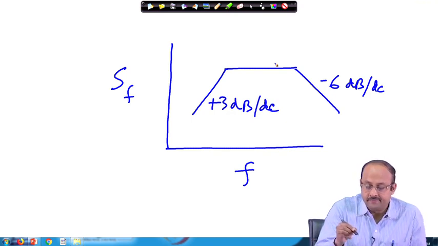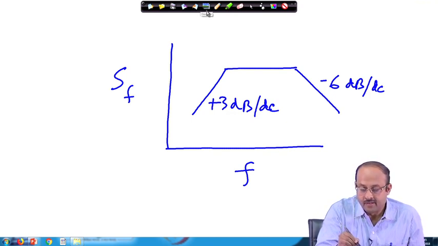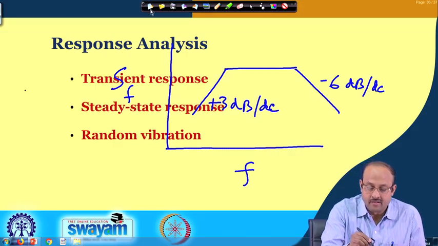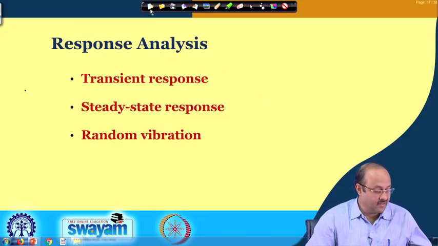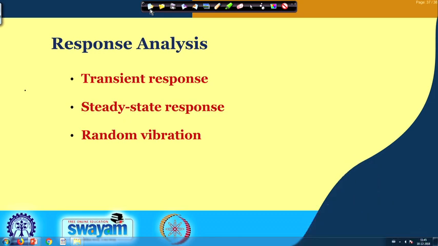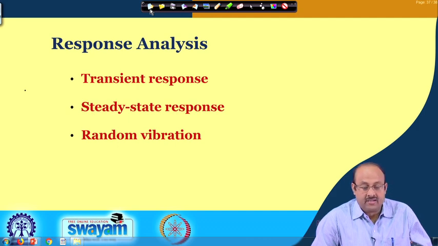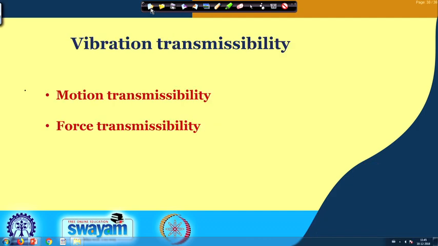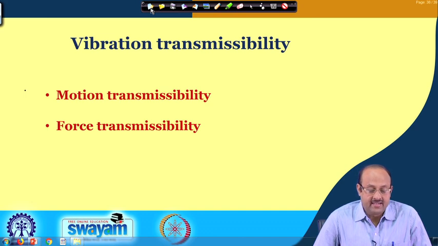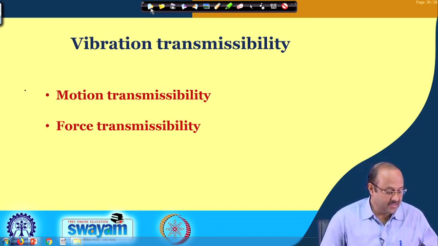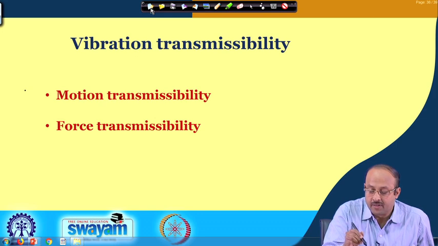Now, coming back to this analysis, we have considered transient response, steady state response and random vibration. Then comes the vibration transmissibility. Now, what is vibration transmissibility? From the name, it suggests that it is something which is transmitted. There are two kinds of transmissibility, one is motion transmissibility, another is force transmissibility. These two are quite important. Let us now learn them one by one.